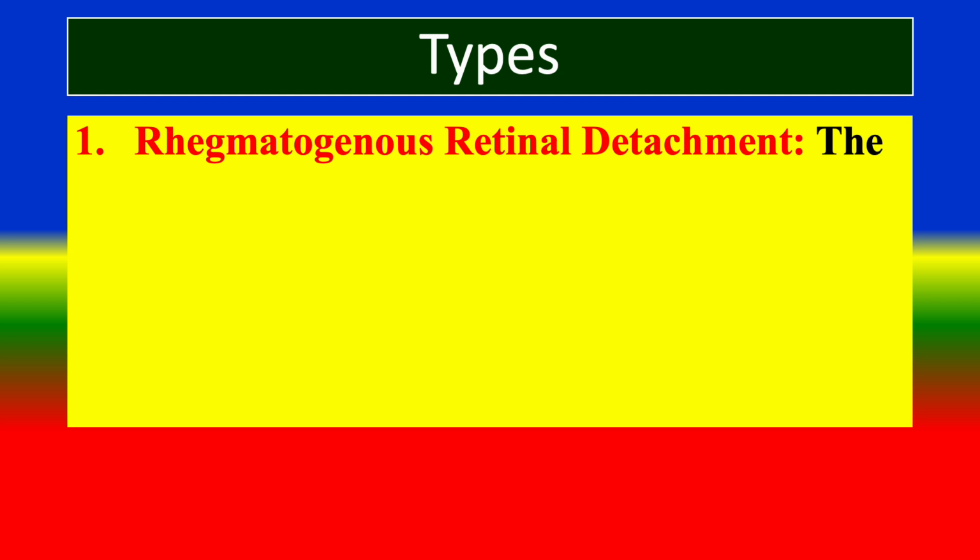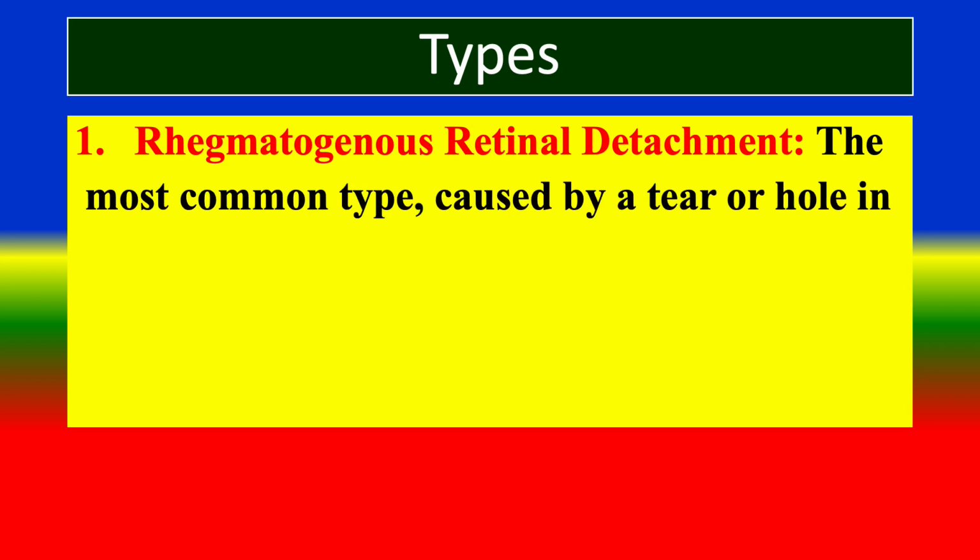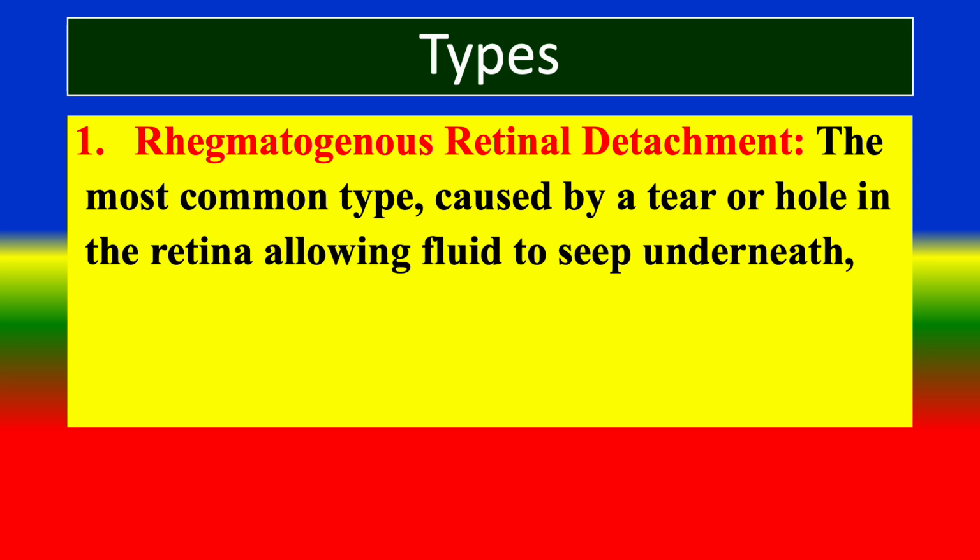Types. 1. Rhegmatogenous retinal detachment. The most common type, caused by a tear or hole in the retina, allowing fluid to seep underneath, leading to detachment.